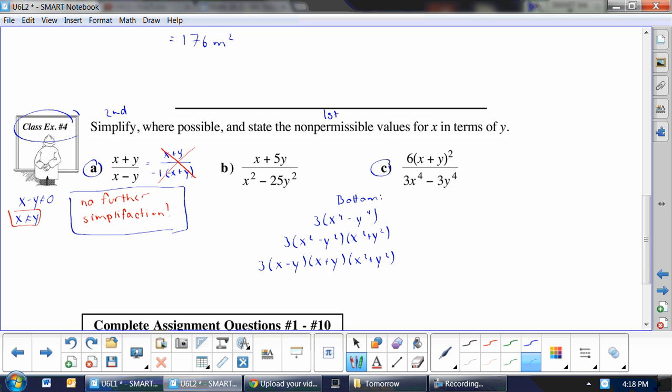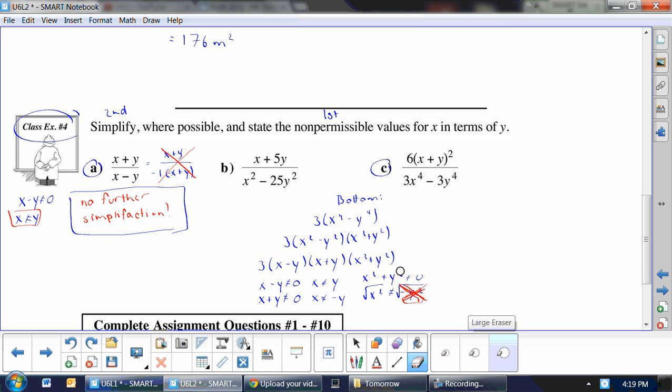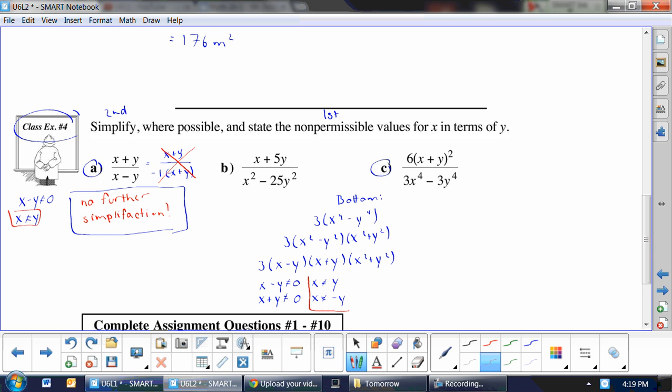So to find our non-permissibles, x minus y cannot equal 0, so x cannot equal y. x plus y cannot equal 0, so x cannot equal negative y. And then x squared plus y squared cannot equal 0, so x squared cannot equal negative y squared. Then we take the square root of both, and oh, we have a problem. We have negative y squared underneath the square root sign. So this is not considered a permissible solution because it is not even a real number. We learned in the last unit that we cannot have negative numbers underneath that square root sign. So this isn't going to be included. Our two non-permissible numbers are just y and negative y.